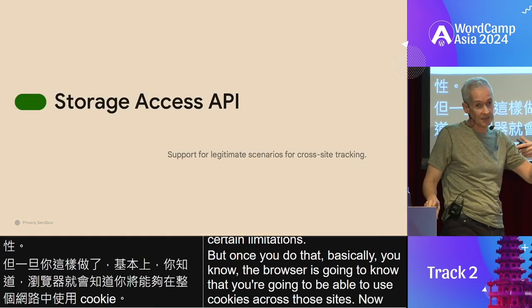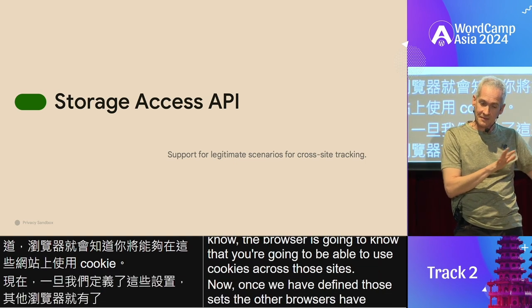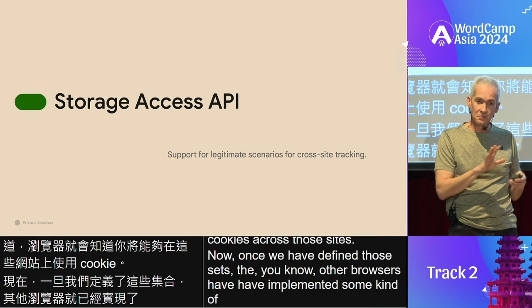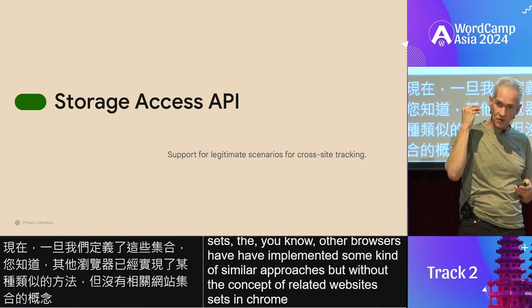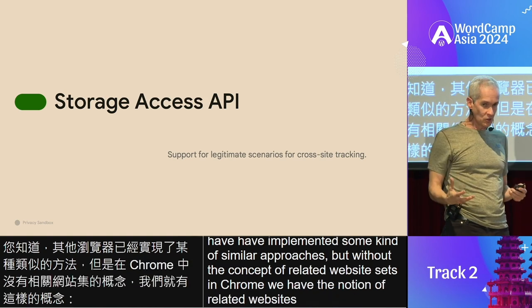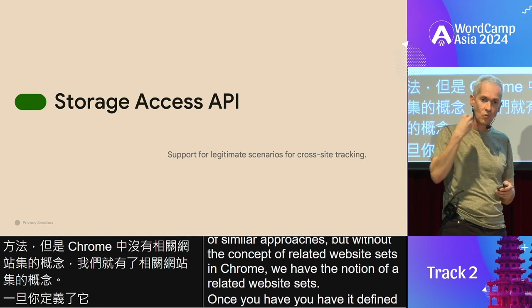Now, once we have defined those sets, other browsers have implemented some kind of similar approaches, but without the concept of related website sets. In Chrome, we have the notion of related website sets. Once you have it defined, then as a developer, you have to request access.